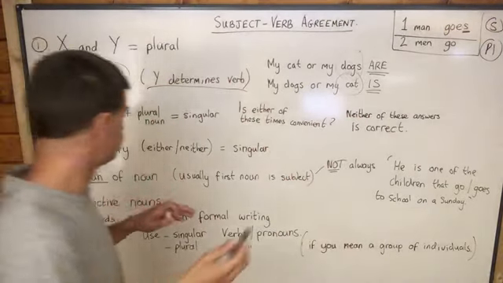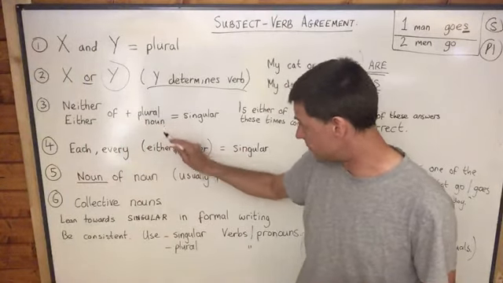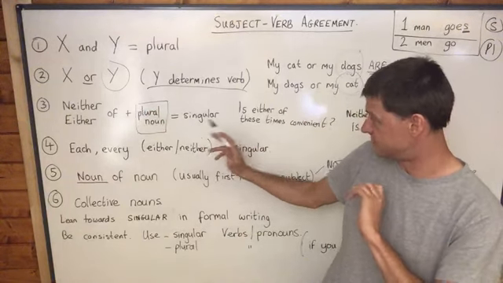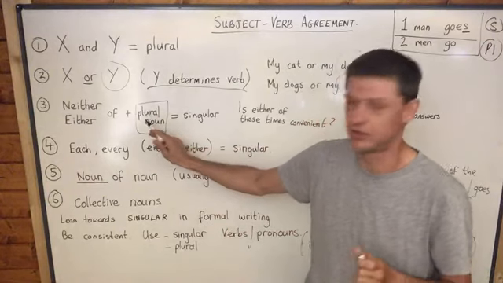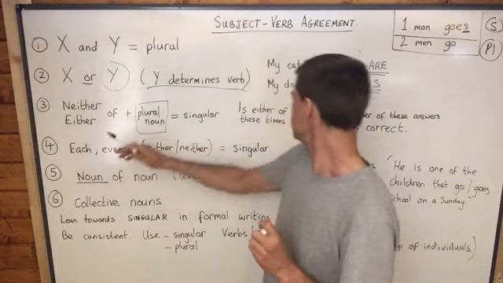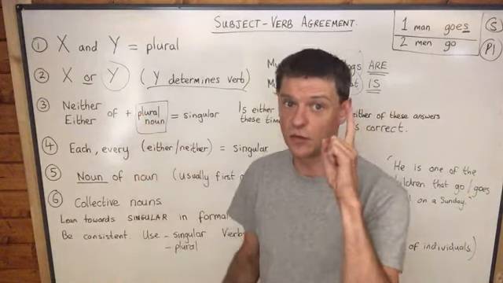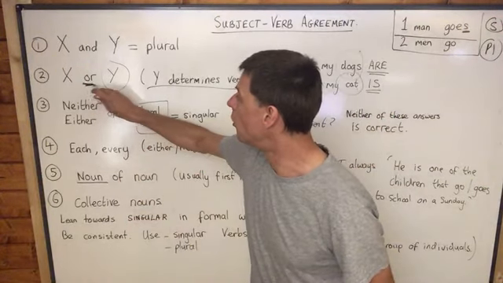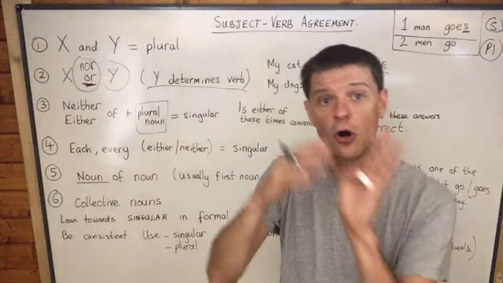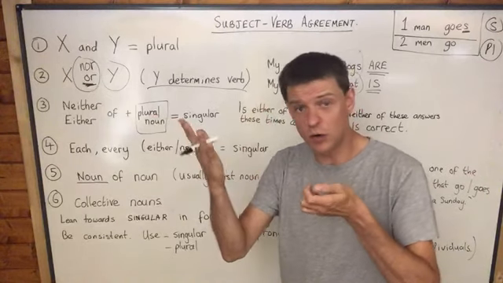Okay, pretty easy. Number 3, neither and either of plus plural noun is singular. Okay, this is the most counterintuitive rule. It looks very plural because you've got a plural noun, but really, when you say neither of the cars, you're actually saying neither this one car nor, I should put nor there as well because they both have this rule, nor that one car.